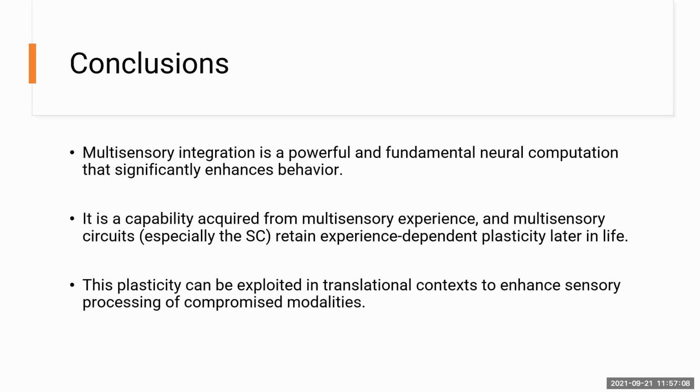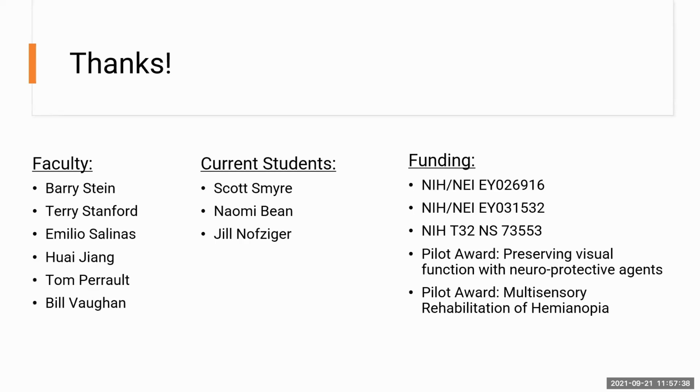So what I've talked about today is that multisensory integration is a powerful and fundamental neural computation that significantly enhances behavior. It's a capability that's acquired from experience, typically early in life, but that experience can be acquired later in life with some latent plasticity. And the best way that we know of unlocking that plasticity is these multisensory training paradigms. And what I finally showed you there is how that plasticity can be exploited in translational context to enhance sensory processing of compromised modalities in the case of hemianopia.